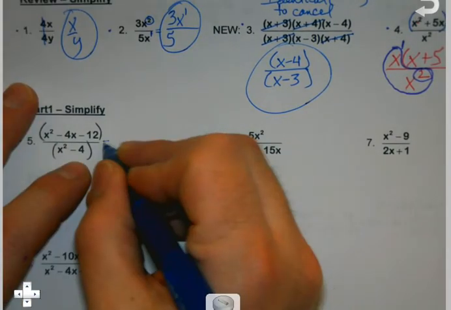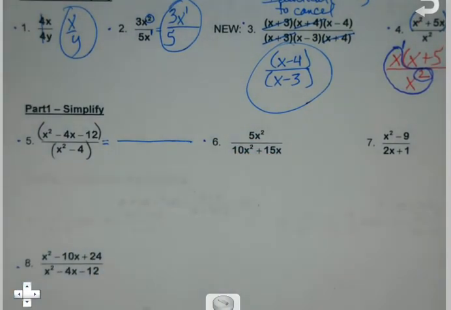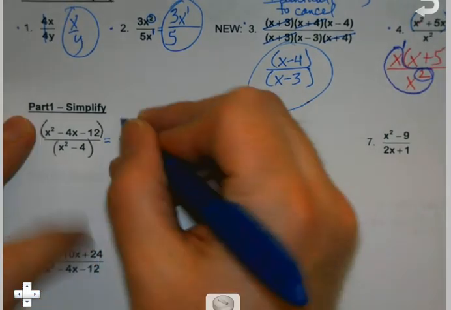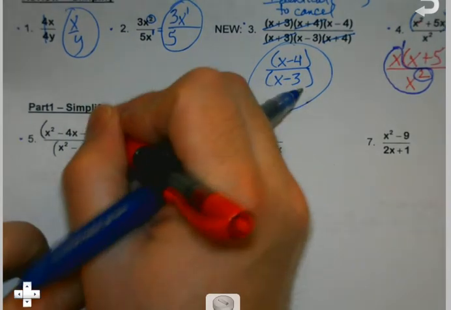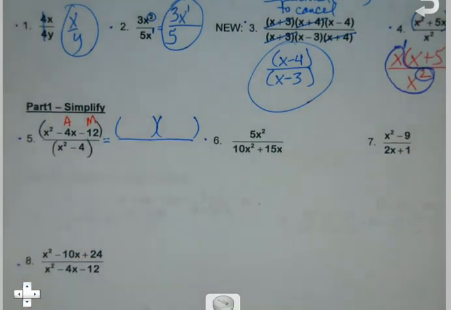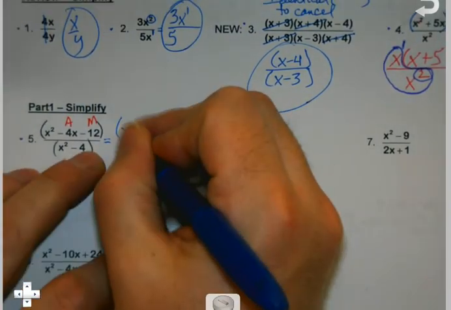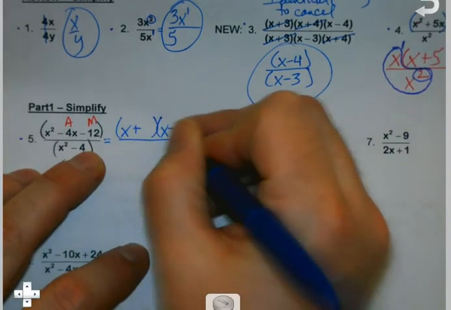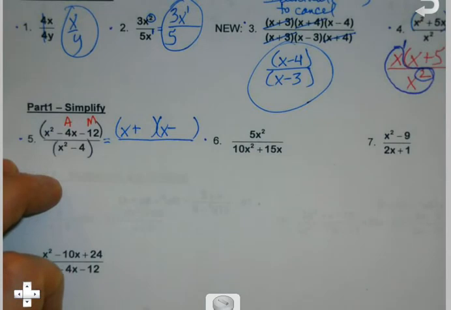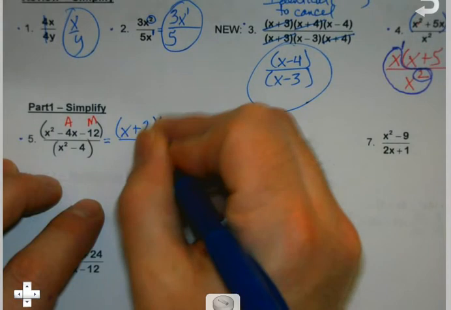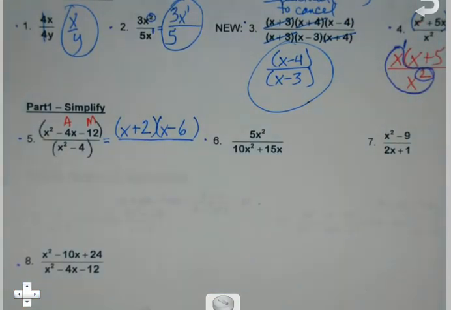But it doesn't mean that situations can't change if they're factorable. So if I look up in the numerator, I think I can factor that using a diamond. I'm going to find out. So I need two numbers that multiply to negative 12 and add to negative 4. Well, I know it's one positive and one negative because it's a negative product, and I know the bigger number is going to be negative. So two numbers that multiply to 12 that are 4 apart. 6 and 2. Okay, so we've got that factored.